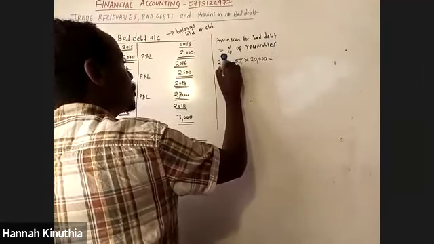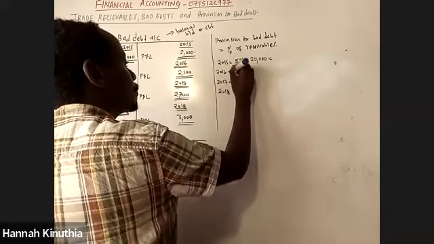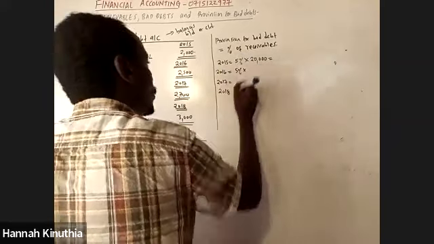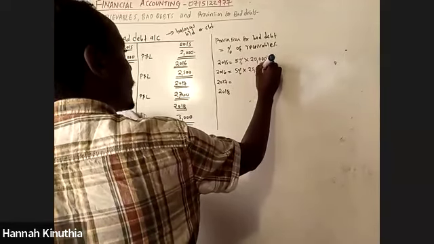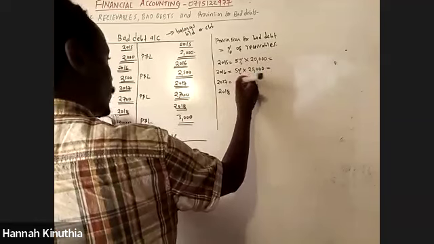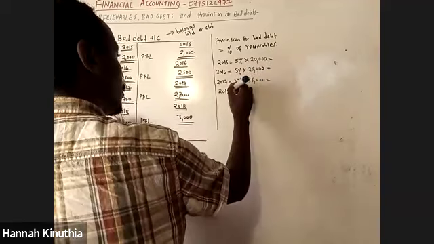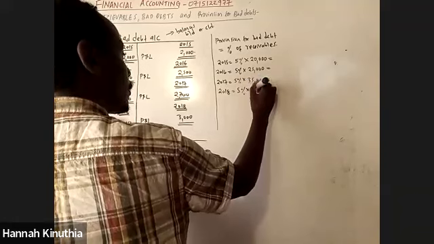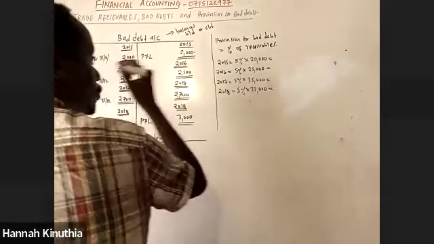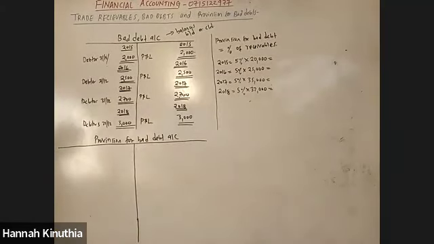Then we go to 2016, 2017, 2018. 5% of 25,000, then 5% of that is 5,000. And then 5% of what? 32,000. So what would be the first provision for bad debt? 1,000.